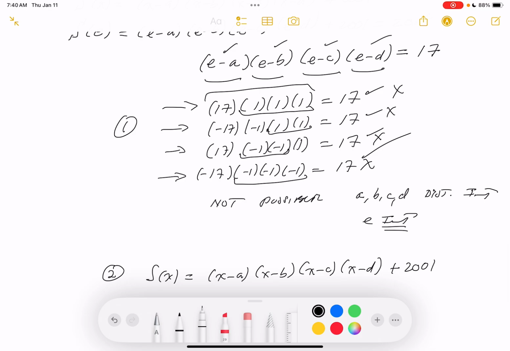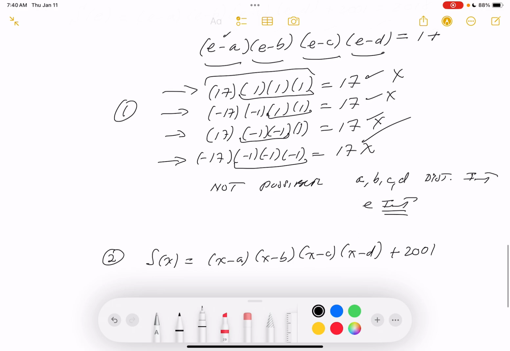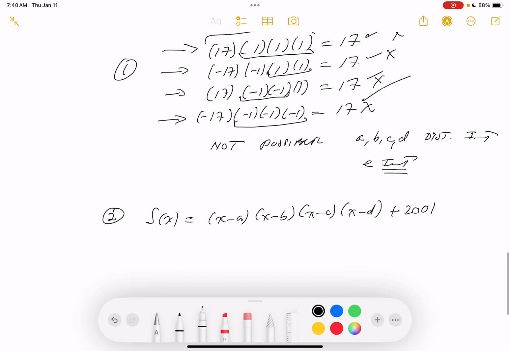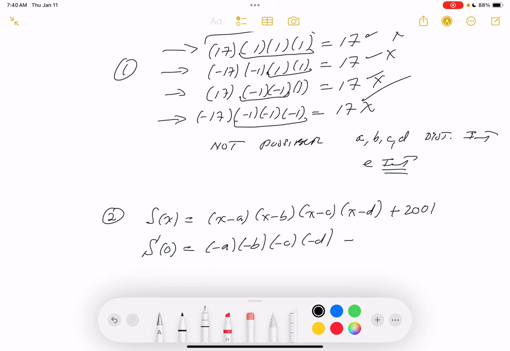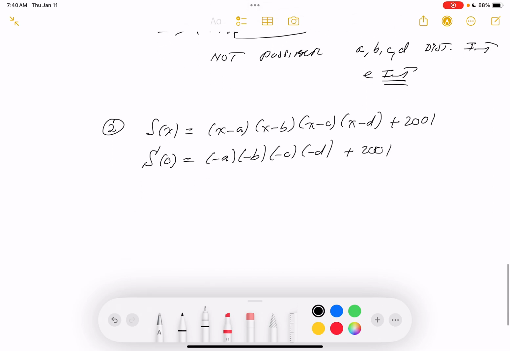Okay? What did they say? Find the number of ways distinct integers A, B, C, and D can be chosen such that S of 0, let's write down what S of 0 is. It's minus A, minus B, minus C, minus D, plus 2001. Now, if you multiply that out, I want to remind you that A, B, C, and D are integers. They're not necessarily positive integers, by the way. But looking at the sign analysis, I'm just going to say it's A, B, C, D, plus 2000.